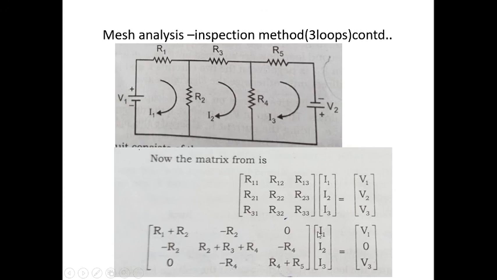Here we have I1, I2, I3 as usual. Then for the voltages, going from negative to positive it is positive, that is V1. Then there is no voltage in loop 2, so this is 0. Next it is negative to positive, so this is V3. That is how we write this. This is mesh analysis by inspection. So you can easily write it.